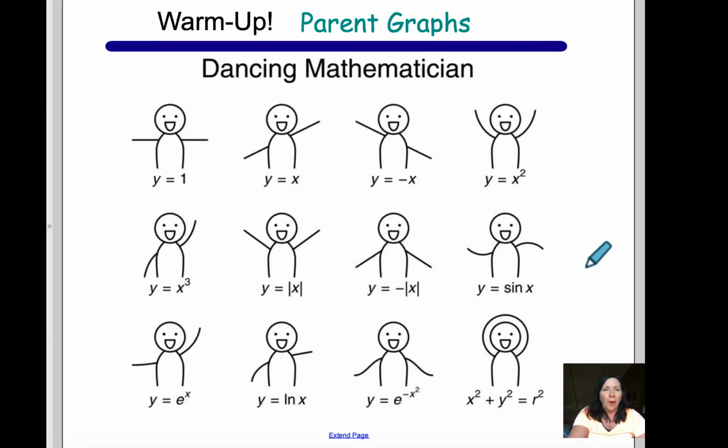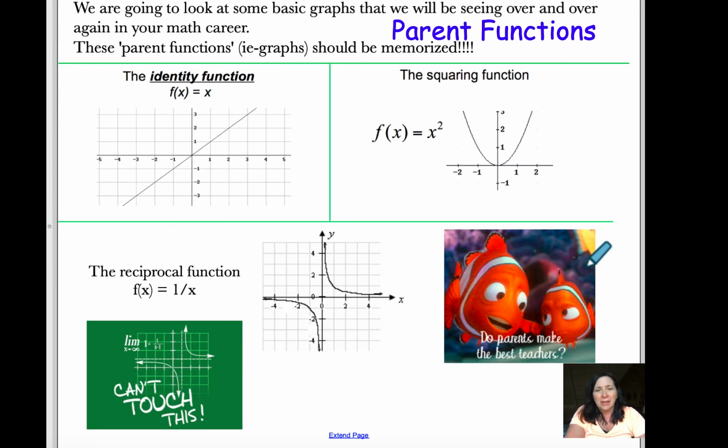And so we did this, and I would do this in class if I was with you. And then just to remind ourselves what our parent graphs are for our dancing mathematician. But being more specific, if you have this function right here, this is your identity, y equals x. And all of these are f of x because they're saying, hey, this is a function. It starts at 0 with a slope of 1, and this is my identity function.